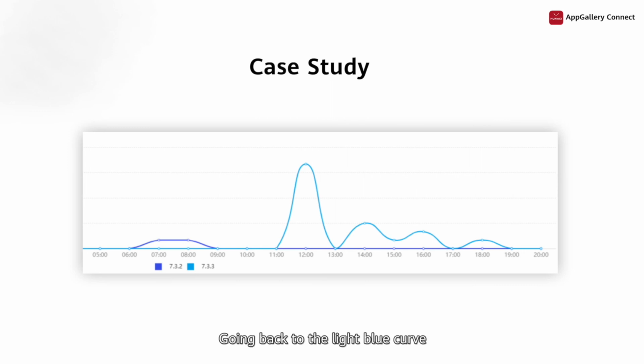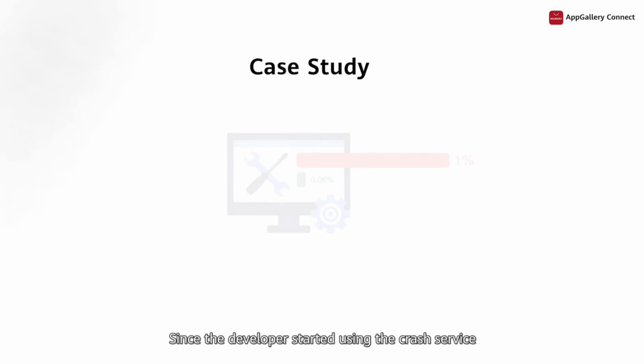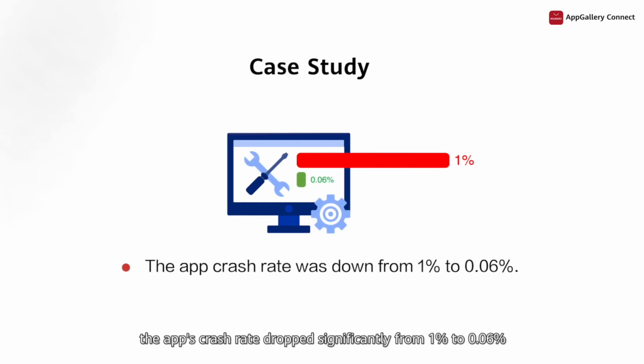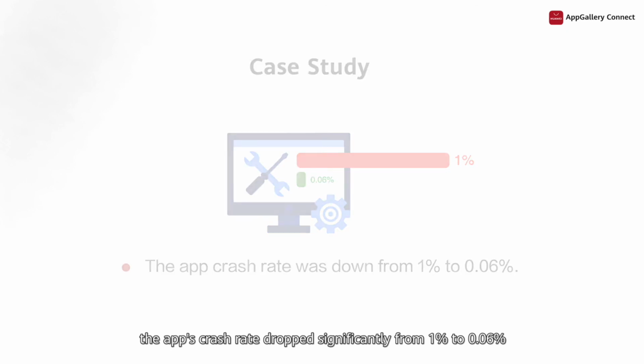Going back to the light blue curve, you can see that the app crashes dropped sharply after the fixed app version was released on HUAWEI AppGallery. Since the developers started using the crash service, the app's crash rate dropped significantly from 1% to 0.06%.